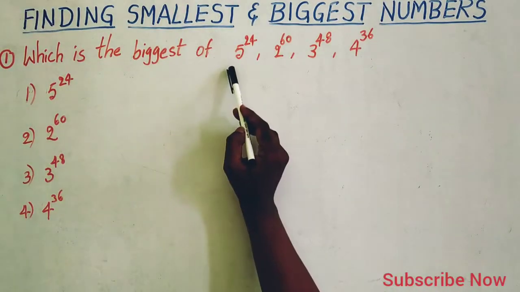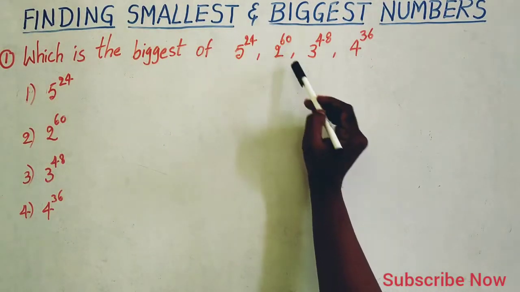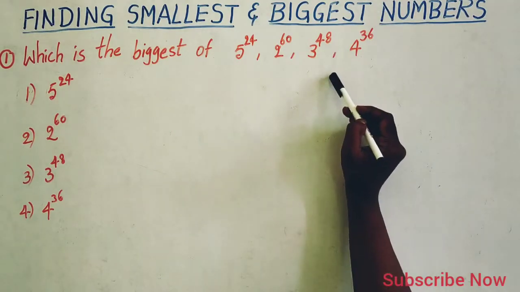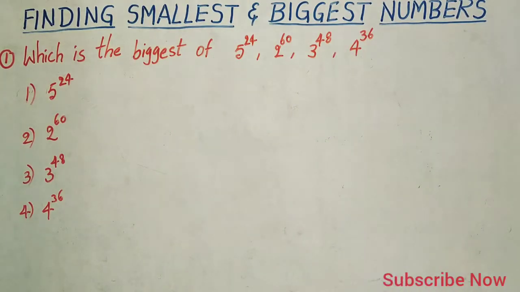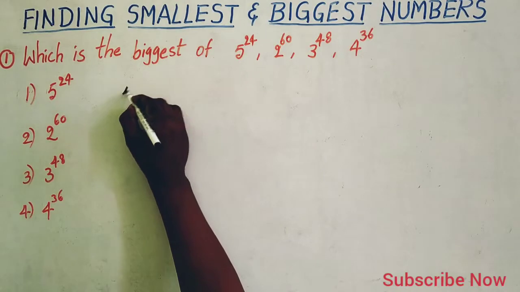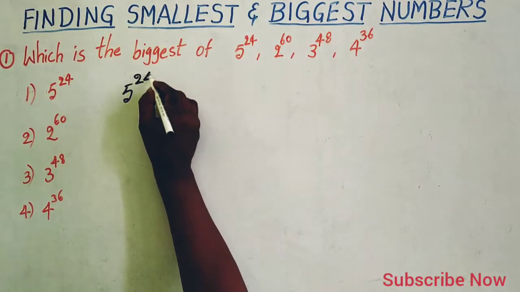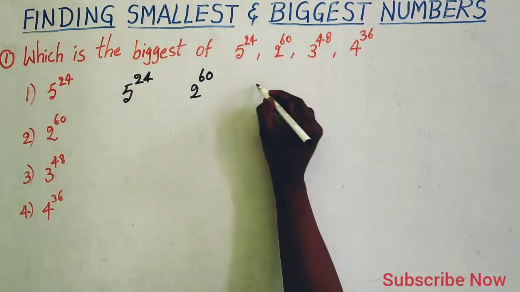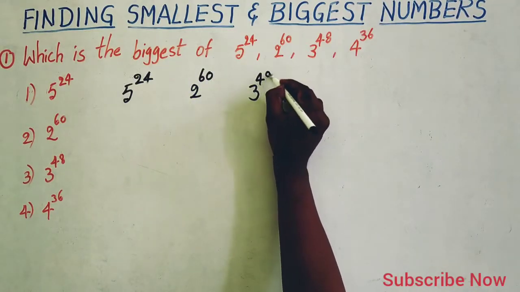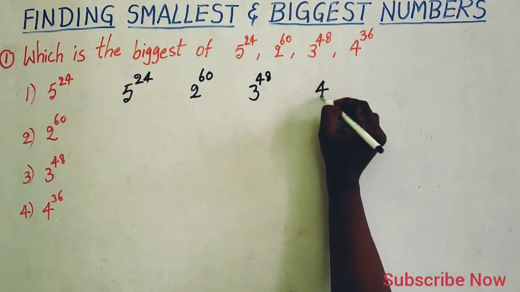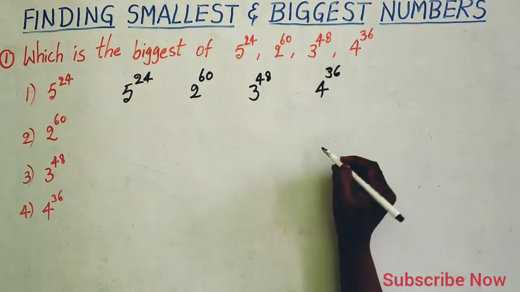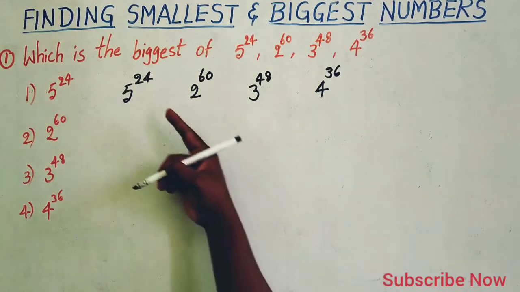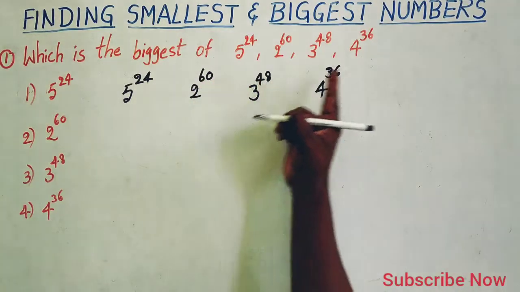Which is the biggest of 5 power 24, 2 power 60, 3 power 48 and 4 power 36? So the given numbers are 5 power 24, 2 power 60, 3 power 48 and 4 power 36. Now you just find the HCF of the powers.